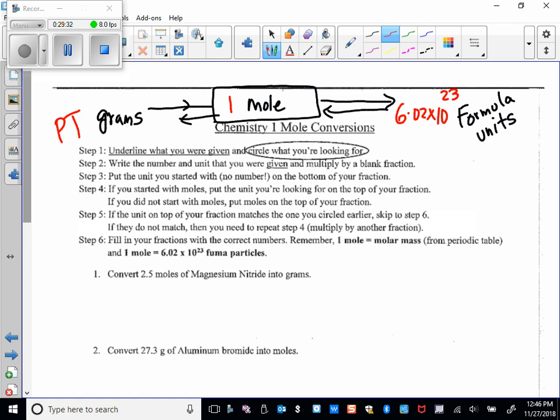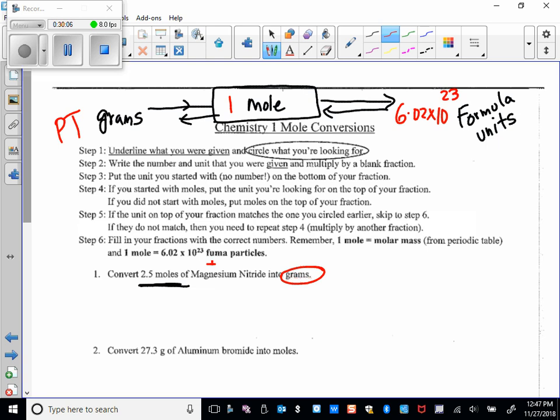Are we good? I'm going to do 1 or 2 problems and I expect you to do the remaining. All right? So what am I given? I'm given the moles. What am I asked to convert into? Into grams. Now, whenever they say grams, you will need the formula of the compound. Are you with me? So let's look at magnesium nitride.